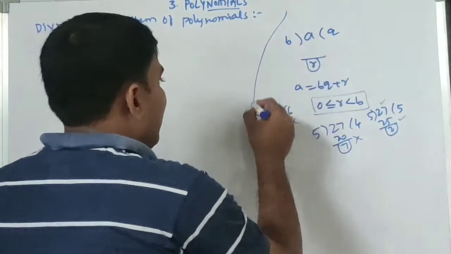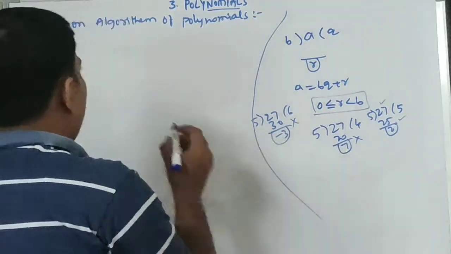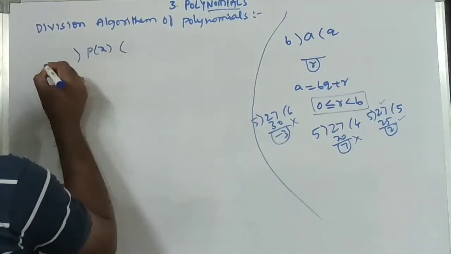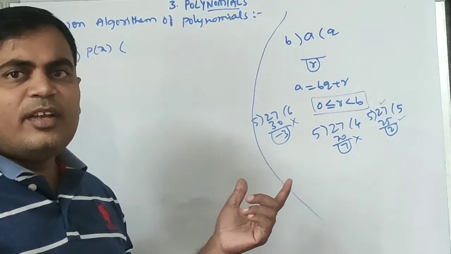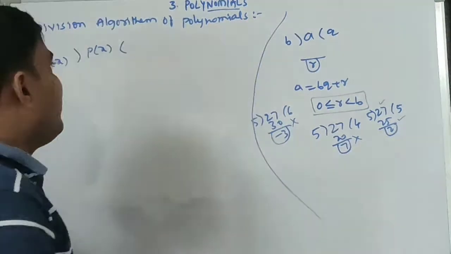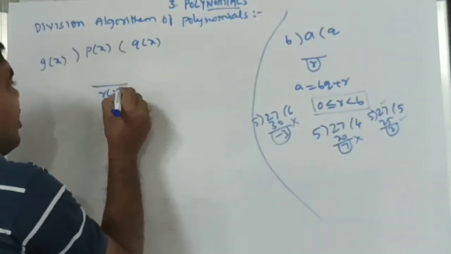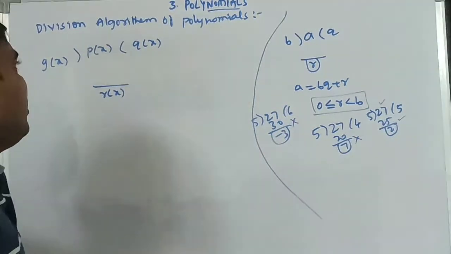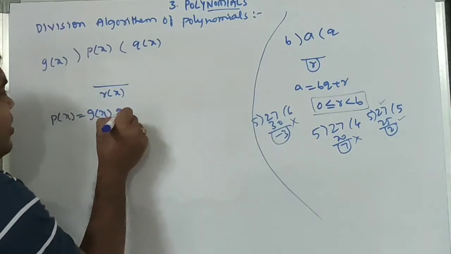Coming to polynomials, I want to apply this. Let us consider a polynomial p of x. If we divide this polynomial p of x by another polynomial g of x, then we get quotient q of x and remainder r of x. Then we can write it as p of x equals g of x into q of x plus r of x.